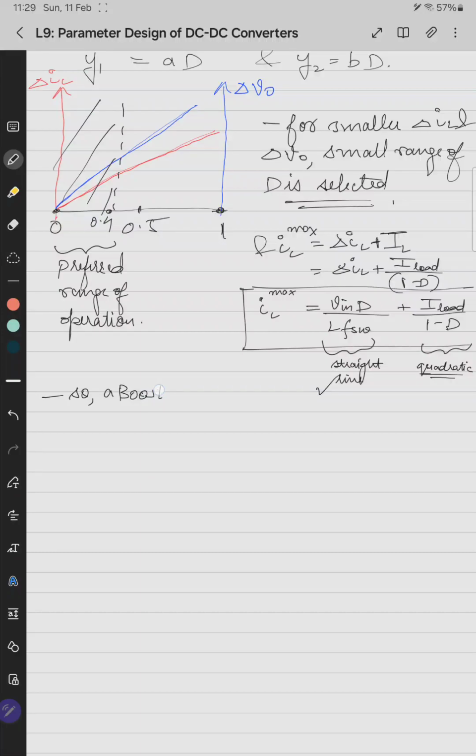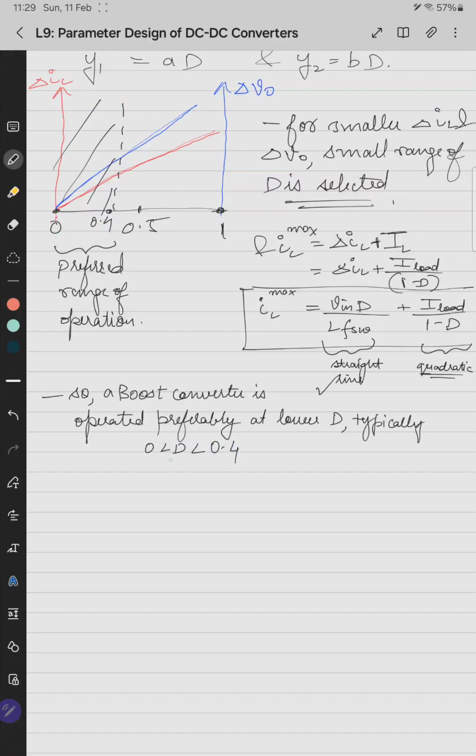That's why a boost converter is operated preferably at lower D ratios. It's not that you cannot operate otherwise, but it is preferable to operate at lower D, typically 0 less than D less than 0.4, around this range.